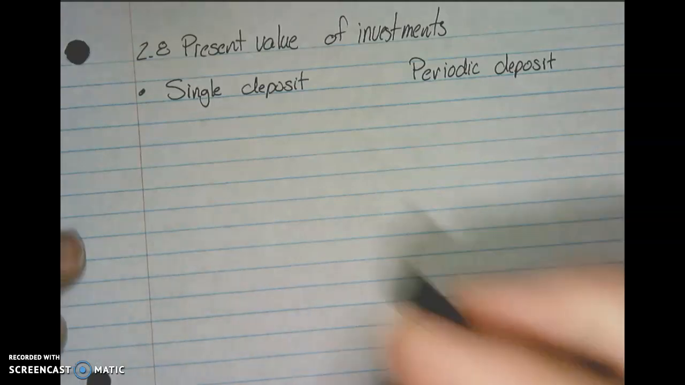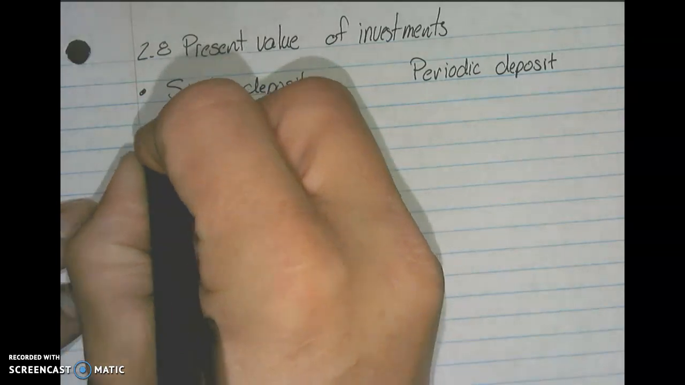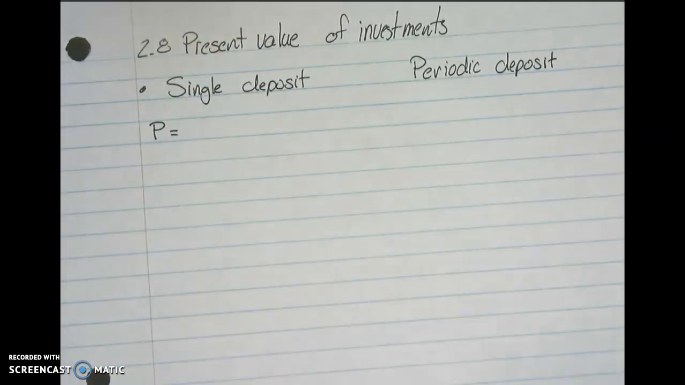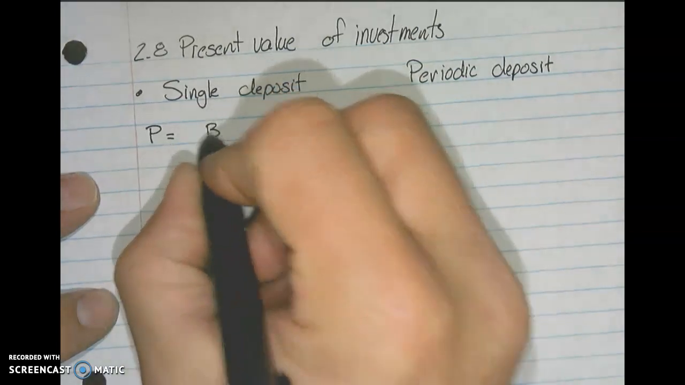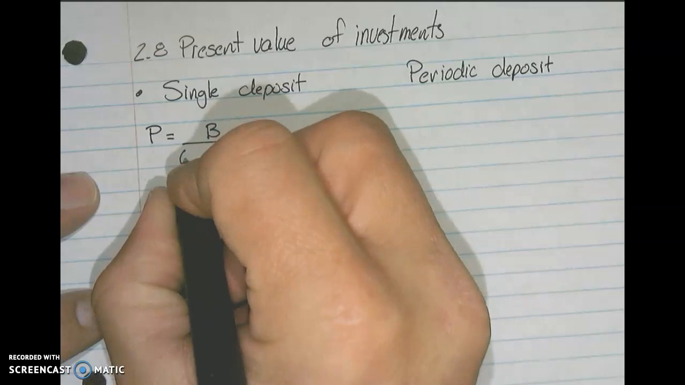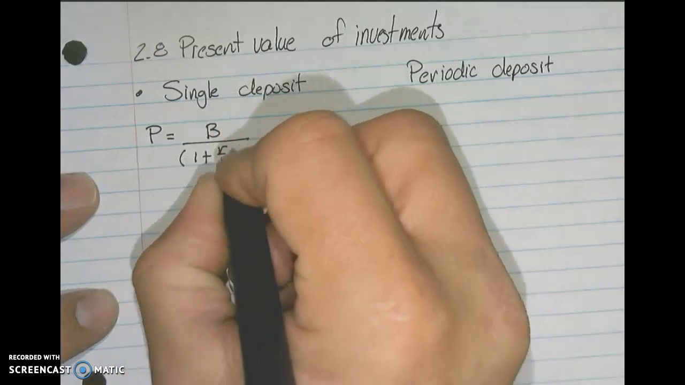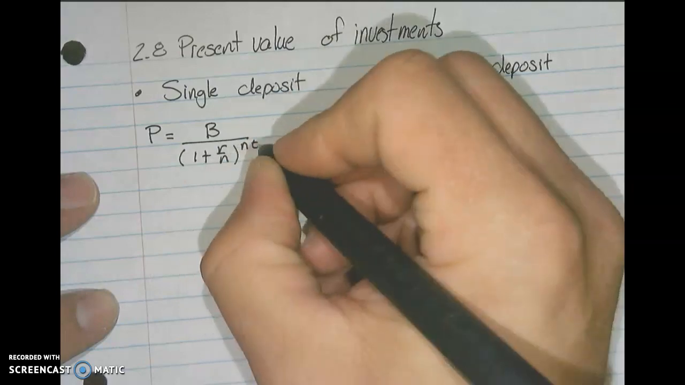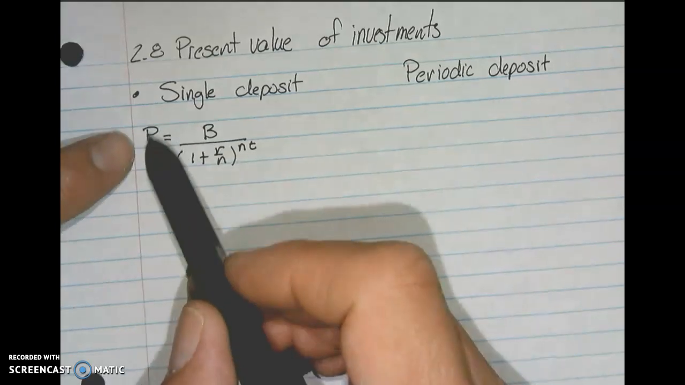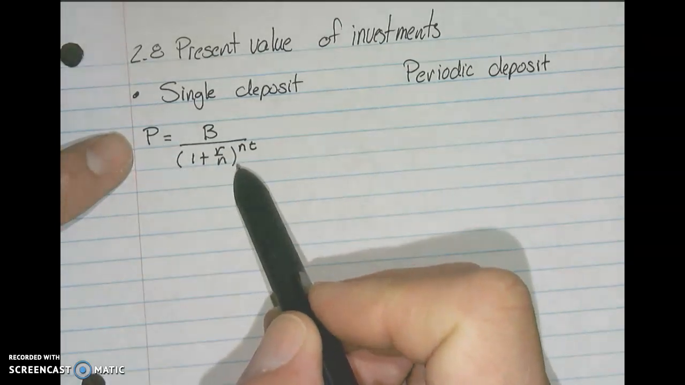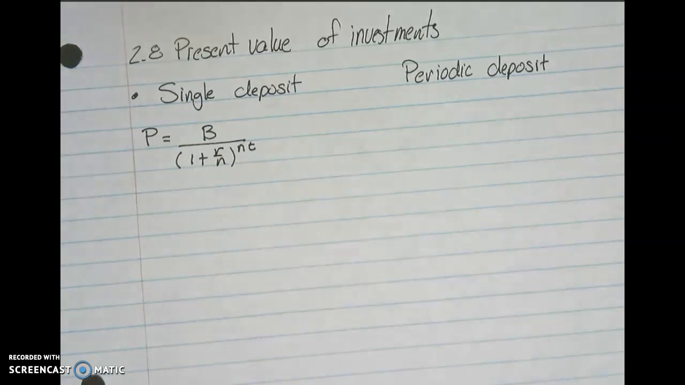This time we're actually solving for our principal, because we know what we want to have. We just need to know how much to invest. So P is equal to capital B over 1 plus R over N, raised to NT. If you look at it closely, that's your compound interest formula. It's just that this time we solved for P and kicked it out so it's divided by it, and that way we can know how much we need.